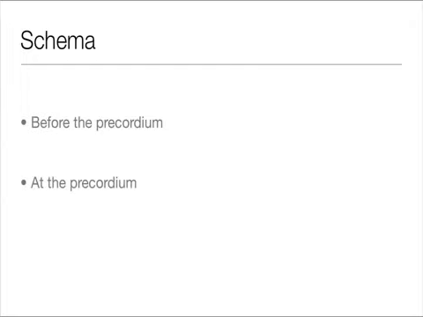So first we'll go through the schema. We're going to split this into three, and I want to discuss what you do before you reach the precordium, what to do when you're looking at the chest, and what to do thereafter.